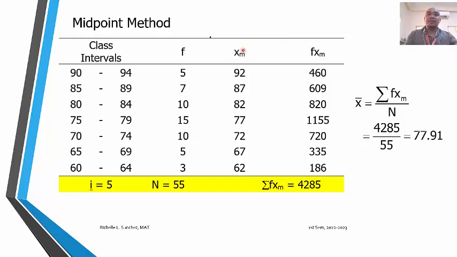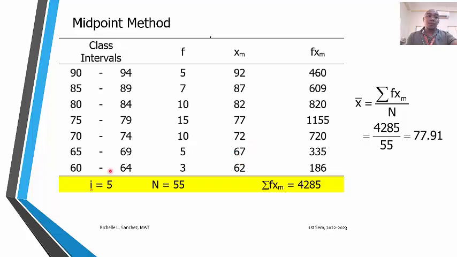So we have here x sub m. How do we compute the midpoint? We just add the lower limit and the upper limit divided by 2. So in this case, we have 60 plus 64, that is 124 divided by 2, and we get 62. For 65 to 69, we add them: 65 plus 69, that is 134 divided by 2, we get 67.